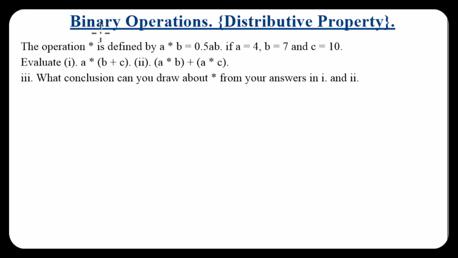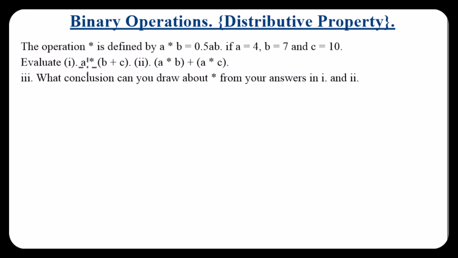We are told that the operation star is defined by A star B equals 0.5 AB. If A equals 4, B equals 7, and C equals 10, we're asked to evaluate Roman figure 1, A star (B plus C), Roman figure 2, A star B plus A star C. Then Roman figure 3, what conclusion can you draw about star from your answers in 1 and 2?